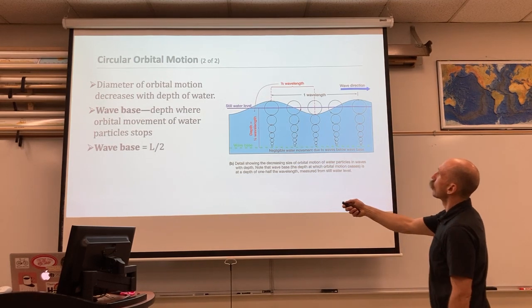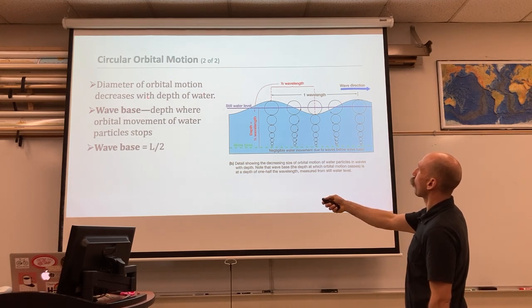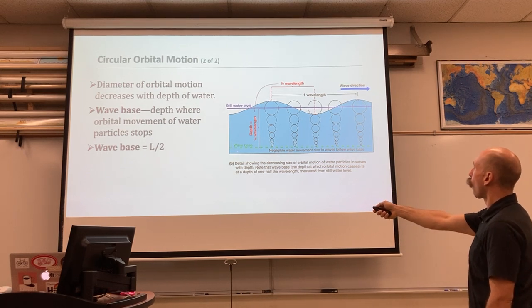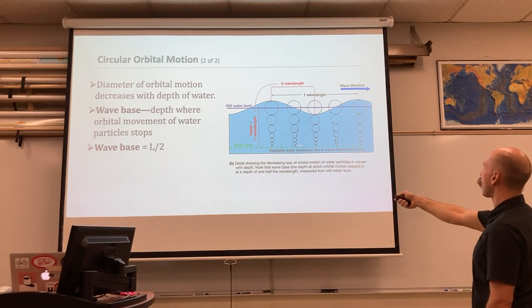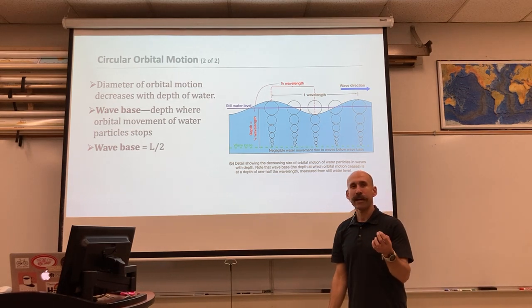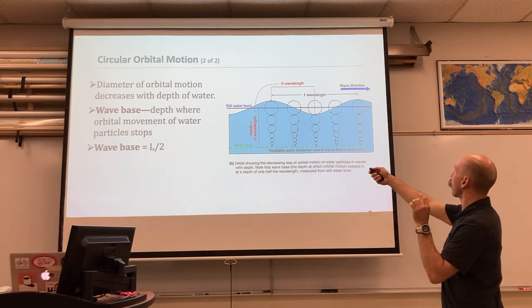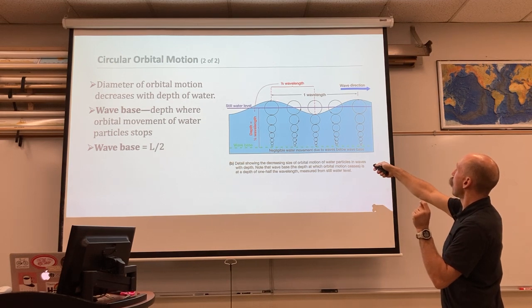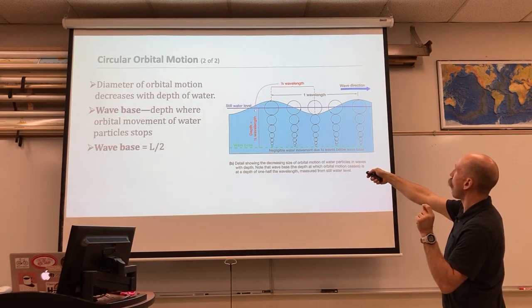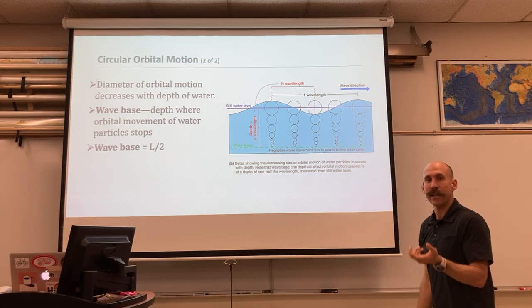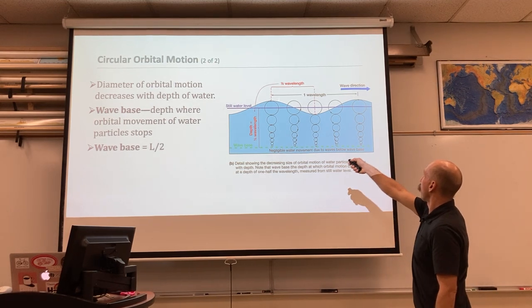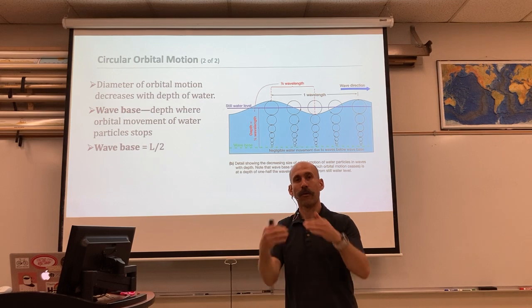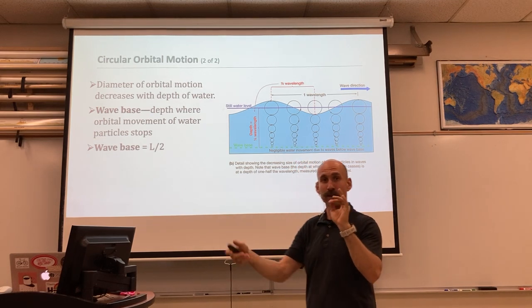Now, the diameter of this circular orbital motion decreases with depth. And the wave base is the depth where orbital motion of the particle stops. It is correlated to the wavelength. So we have a wavelength from one crest to the other crest, and then the wave base is 1/2 the wavelength, or you could say it's L over 2. The wave base is going to be half as deep as the wavelength is long.